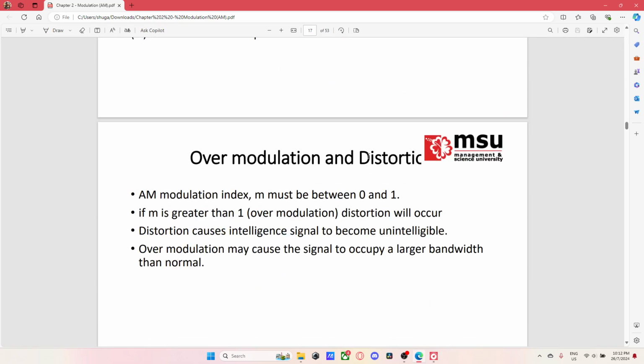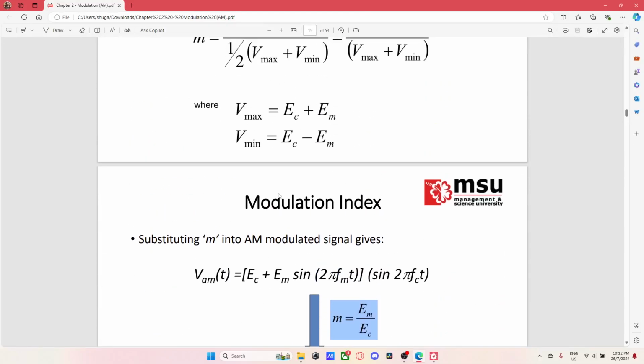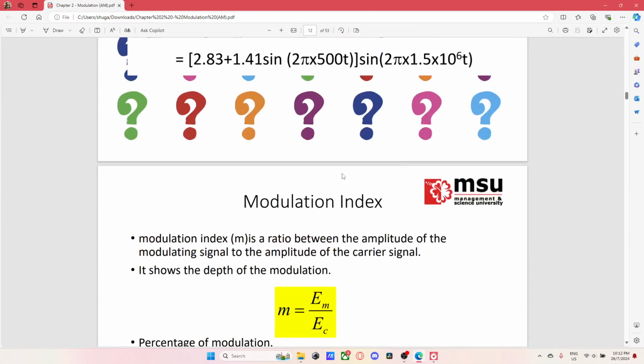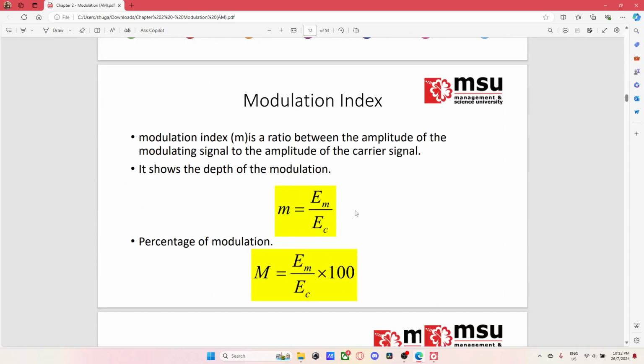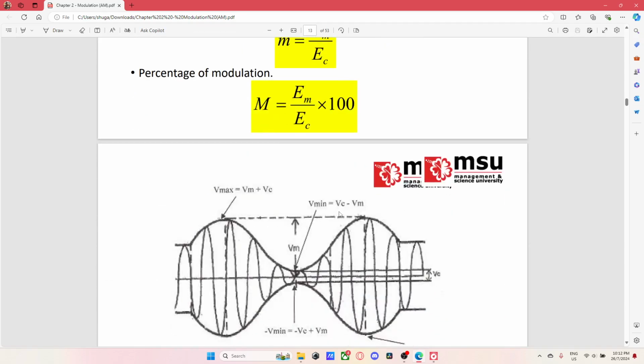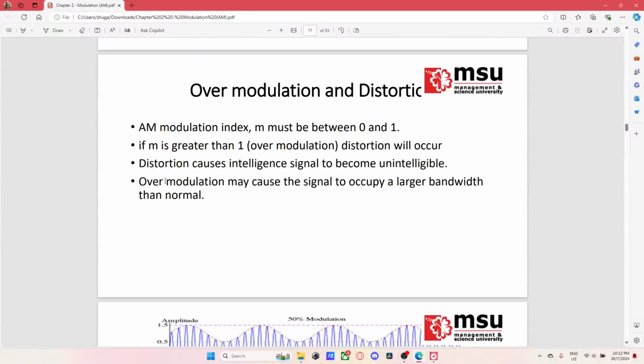Alright, overmodulation and distortion. For AM, the modulation index M must be between 0 and 1. That is why I mentioned EM must be lower than EC. So this ratio, this division, should not exceed the value 1. It must be between 0 and 1. If M is more than 1, overmodulation or distortion will occur. And distortion causes the intelligible signal to become unintelligible. Overmodulation may cause the signal to occupy a larger bandwidth than normal.